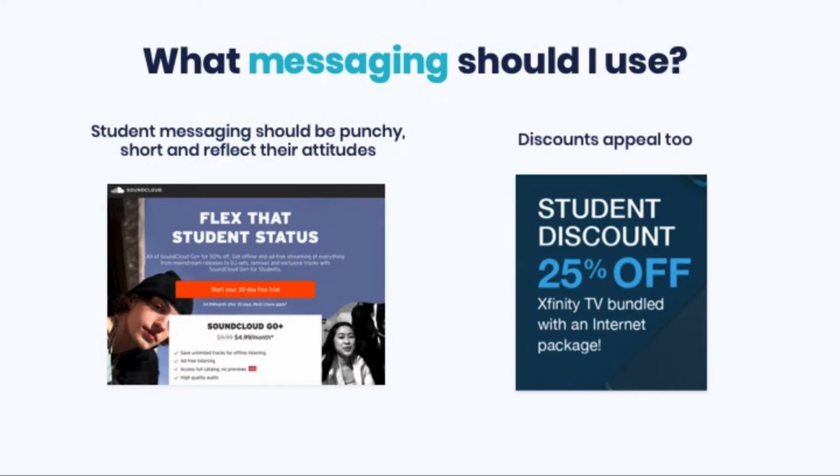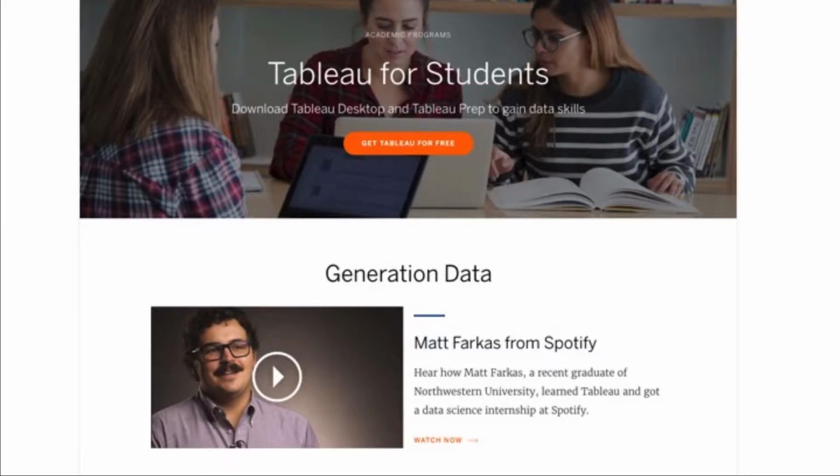They have very clear messaging, front and center: here's what you're gonna get, 25% off. And they made that offer big and bold, so it was very clear to students what the offer meant. Now, I also want to show a different type of campaign. And this is one by Tableau.